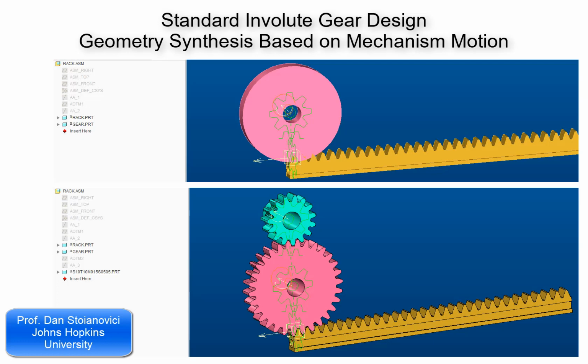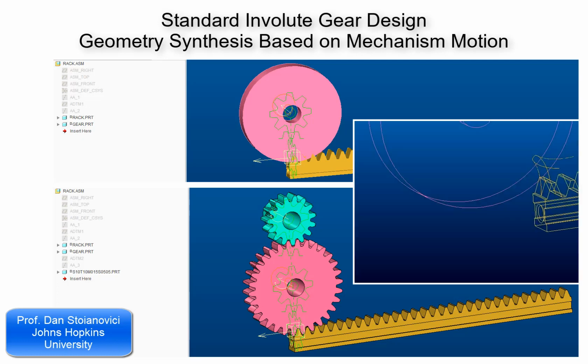I will demonstrate how to design a standard involute gear with geometry of the teeth synthesized based on mechanism motion. I will first create a rack that follows proper standards, then a blank gear, create a mechanism that engages the two components according to the proper transmission ratio.